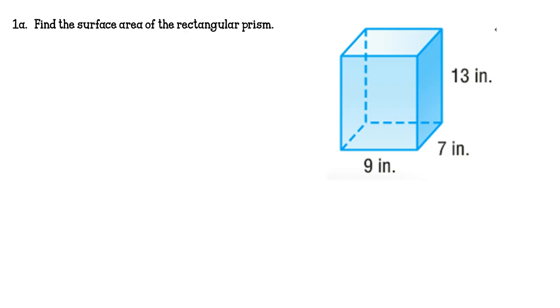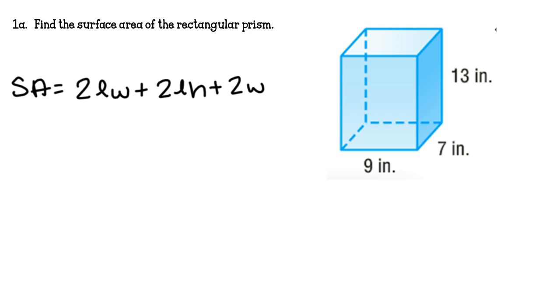1A, find the surface area of the rectangular prism. So we're going to use our formula, which again, the order doesn't matter. So you take surface area equals 2 times the length times the width, plus 2 times the length times the height, plus 2 times the width times the height. And I'm going to say this is my width, this is my length, and this is my height. And again, those numbers don't have to be exactly correct.